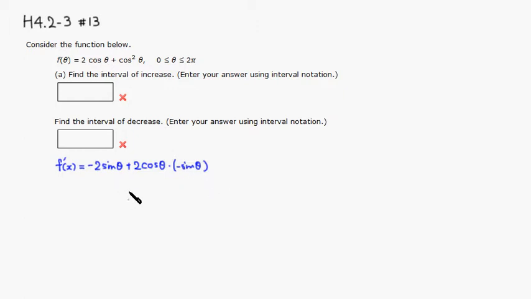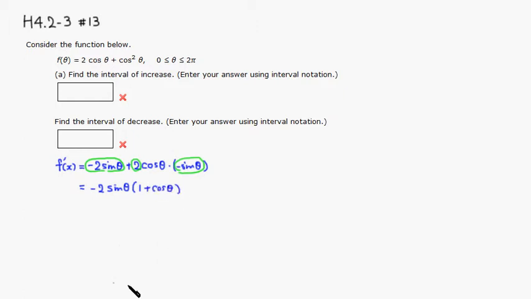So we can factor out what's in common. We can factor out negative 2 sine of theta. So we have negative 2 sine of theta here, and there's a negative 2 sine of theta there. So what's left is going to be, from the first term, 1, because we factor out the whole thing, and from the second term you have cosine of theta.